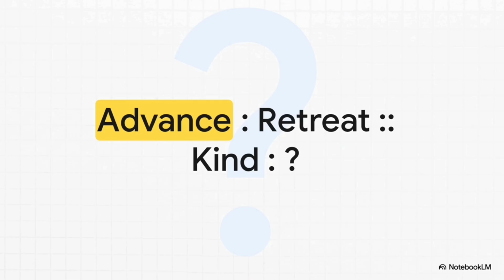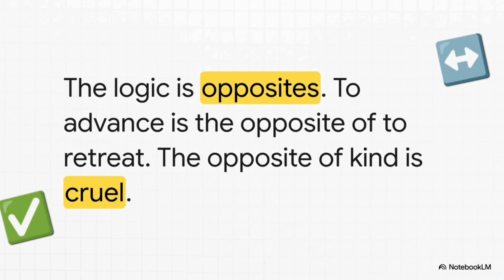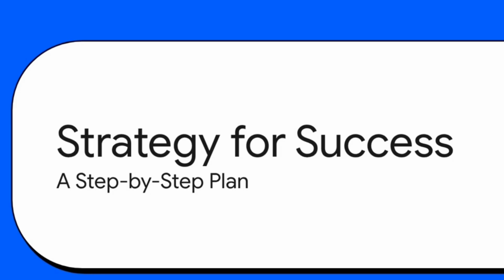Advance is to retreat, as kind is to... Your options are harsh, bold, cruel, or weak. Which one of those tools from your new toolkit applies here? And the answer is C, cruel. If you spotted that, you perfectly applied the antonym tool. To advance is the direct opposite of to retreat. So we need the direct opposite of kind. And while harsh is close, the most precise antonym is cruel. See? You're getting the hang of this.